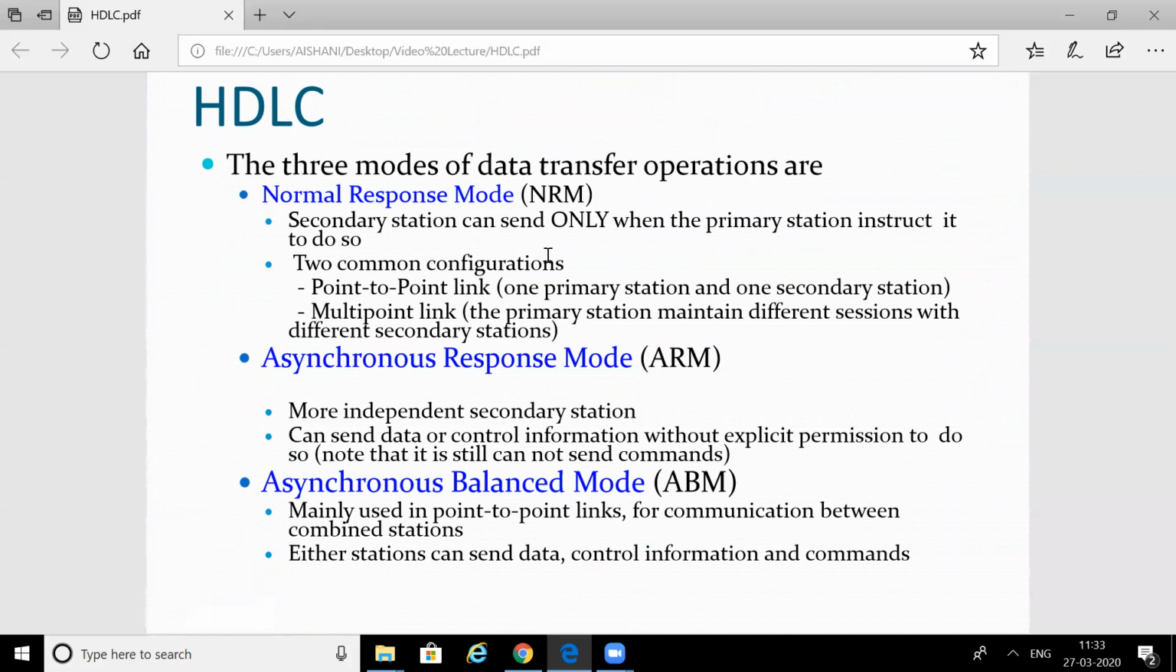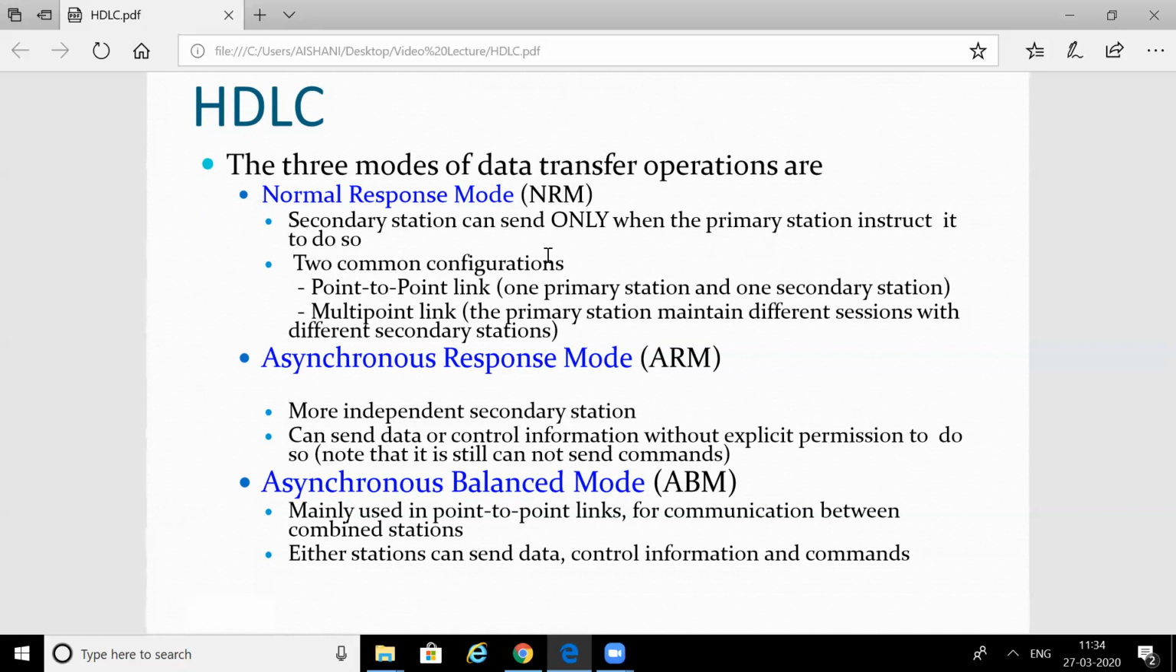That means the primary station is physically connected directly to the secondary station, so there is one primary and one secondary station connected with each other. Then multi-point link, where the primary station is connected with multiple secondary stations, and for each secondary station the primary maintains a separate session.